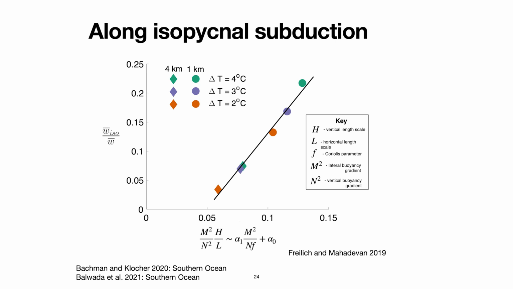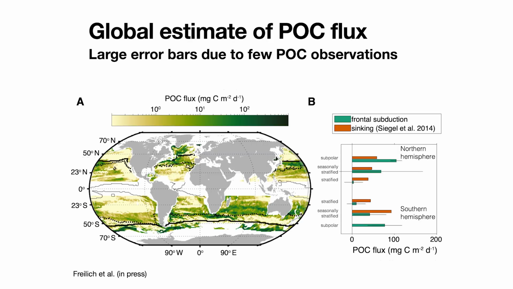So we can explain this. And when we combine this idea of the scaling of along-isopycnal vertical velocity and some of these ideas of biogeochemical variance at depth, I'm almost done, what we find is that we can construct a global estimate of the particulate organic carbon flux using observations. So using the global biogeochemical and traditional Argo floats.